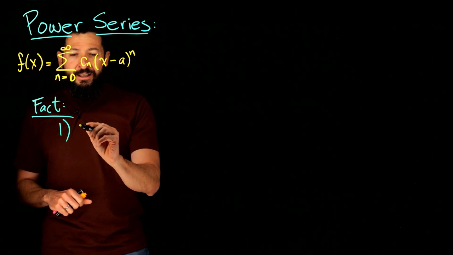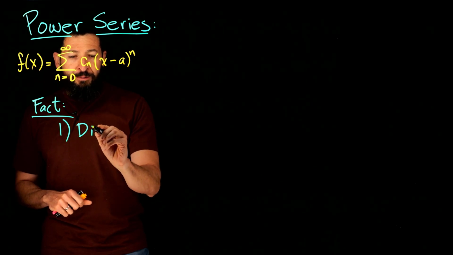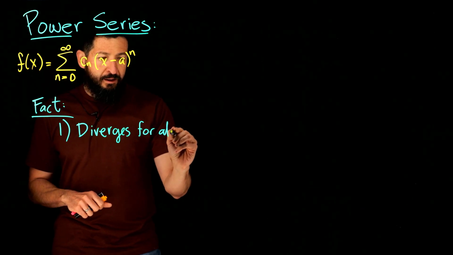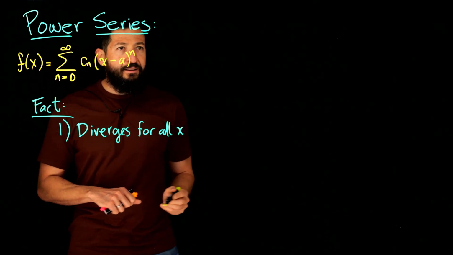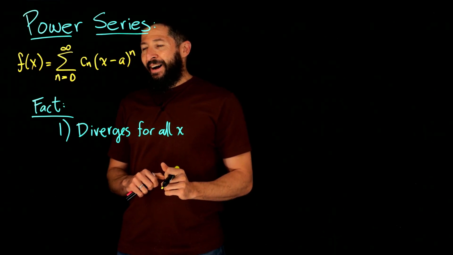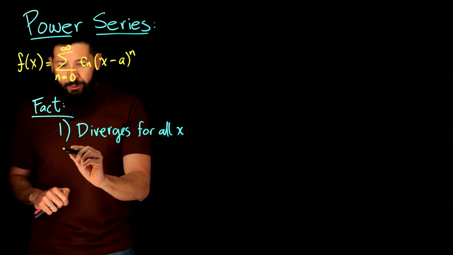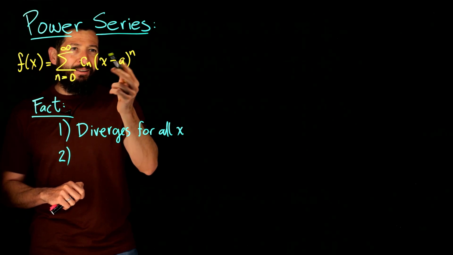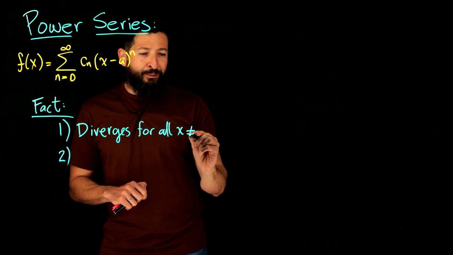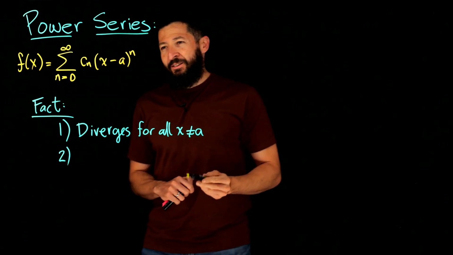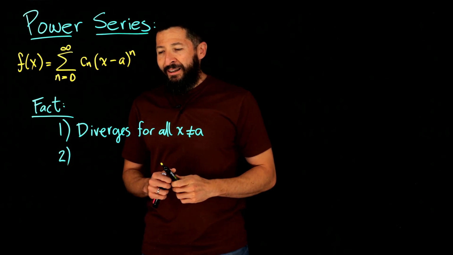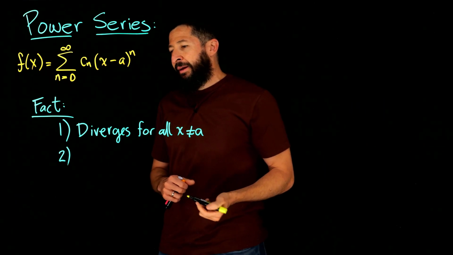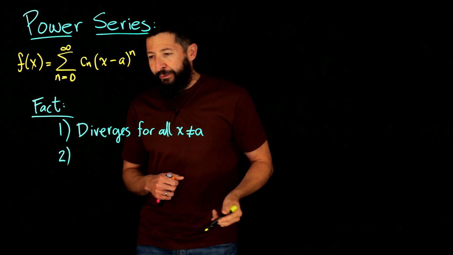Number one is that it simply diverges for all x. That would be really, really sad. Okay, number two. I have to be careful, because at x equals a, you're going to have 0. So let's say at x not equal to a. Of course, if you plug x equals a in there, you're going to have 0 added infinitely many times. You're still going to have your 0. No worries. So be a little careful there.